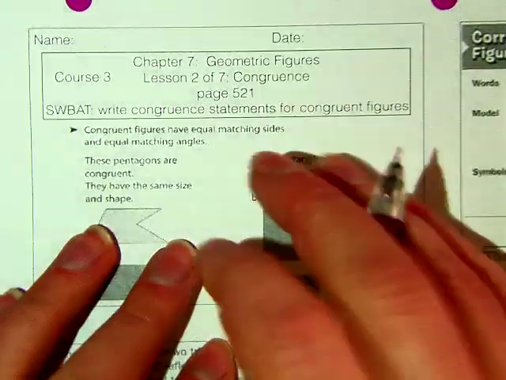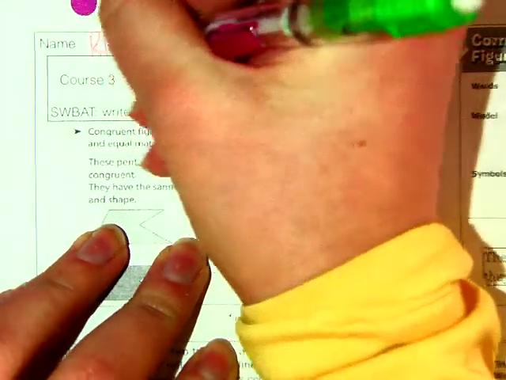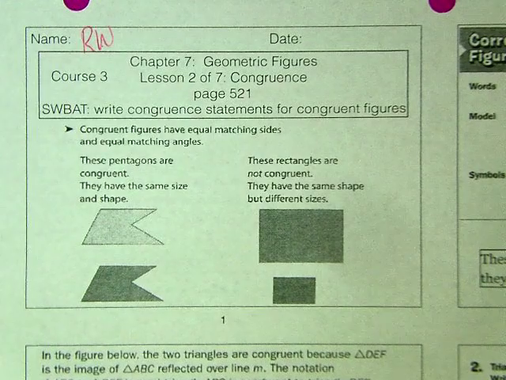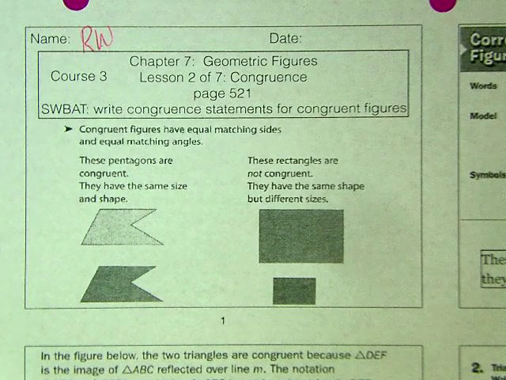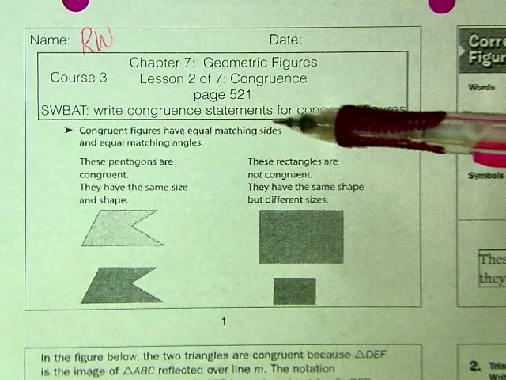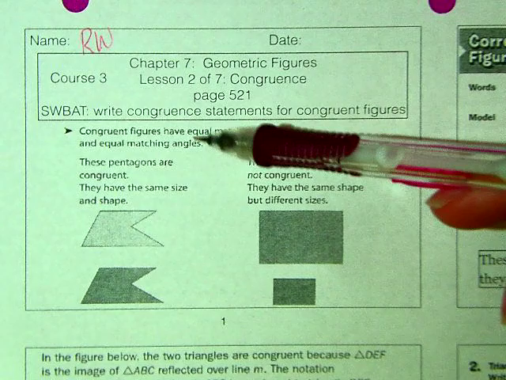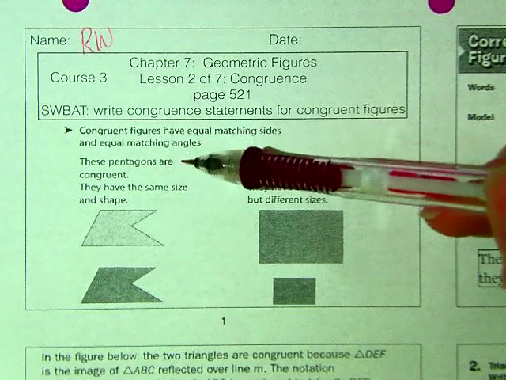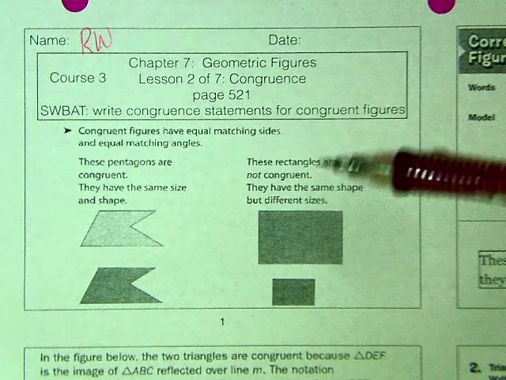Okay, so we're moving on to lesson 2. It's called congruence. And so we're going to be able to write congruent statements for congruent figures. Congruent meaning, from last chapter, same size, same shape. So they have another way of saying that: equal matching sides and equal matching angles. These pentagons are congruent. They have the same shape and size.